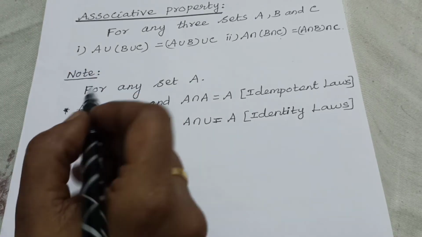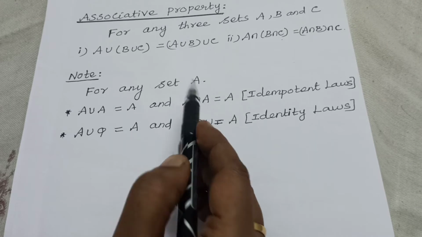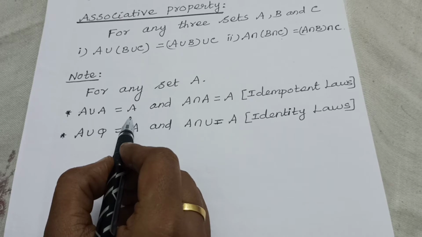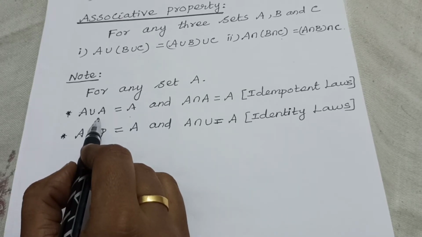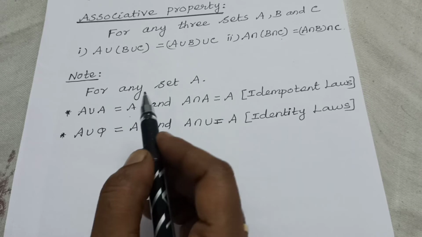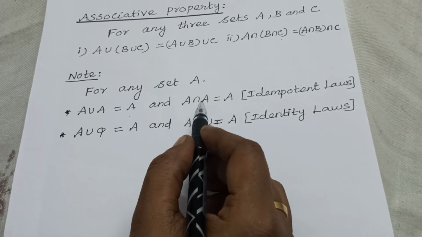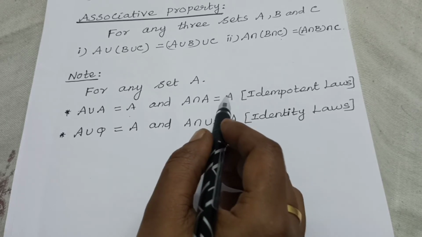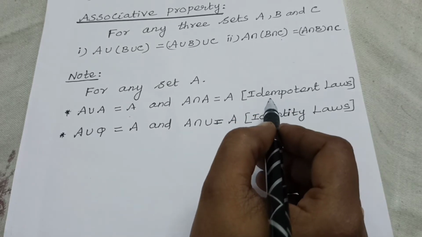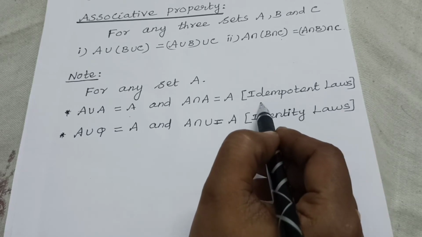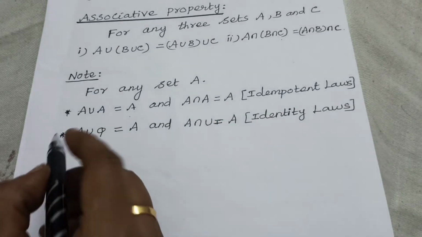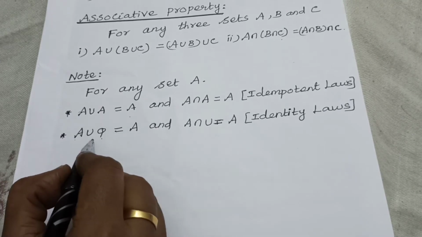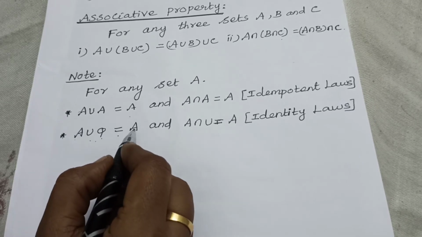Now let's see the note. For any set A, first note is A union A is equal to A. A elements and A elements, both union is A only it will come, isn't it? And A intersection A is also A. Also A elements only we will get. This is called what? Idempotent laws.